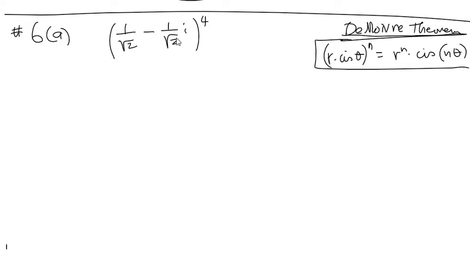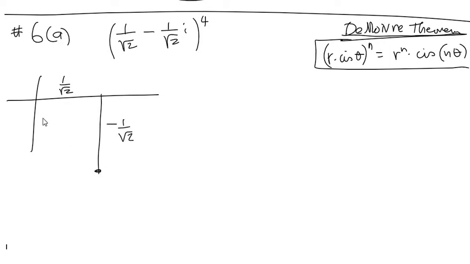So let's plot this number, 1 over root 2 minus 1 over root 2 i. So let's see, we're going to go 1 over root 2 to the right, and 1 over root 2 down to get to that number. And this is obviously a 45, 45, 90 triangle, right? Because the two legs are equal, so that means these two angles have to be equal. So they're both pi over 4 radians.